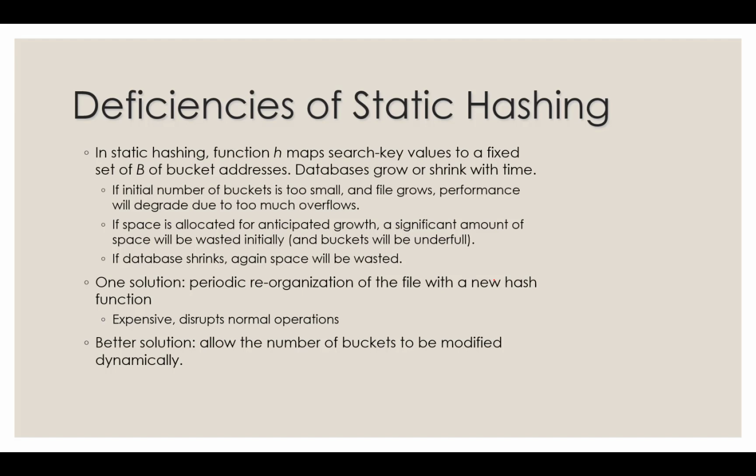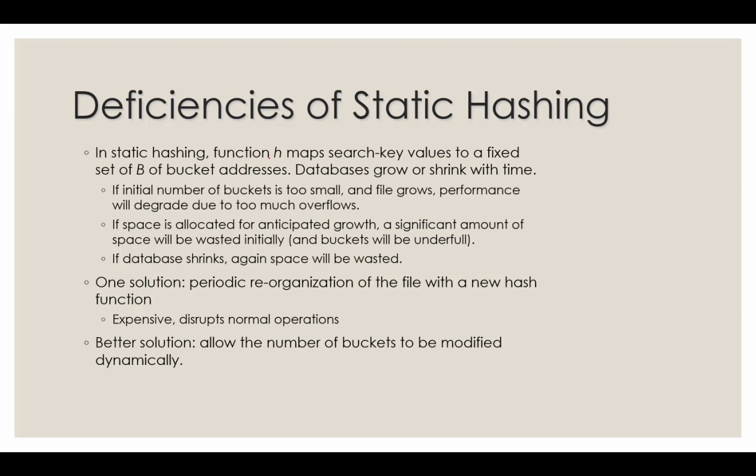Function H maps search key values into a fixed set of B bucket addresses, right? But databases grow and shrink all the time. So if the initial number of buckets is too small, then as the file grows, performance will degrade due to having too many overflows. If space is allocated for anticipated growth, then a significant amount of space will be wasted initially.